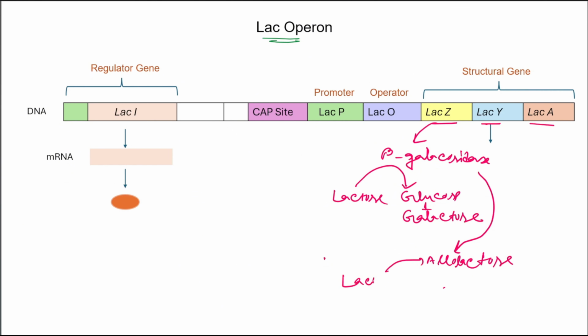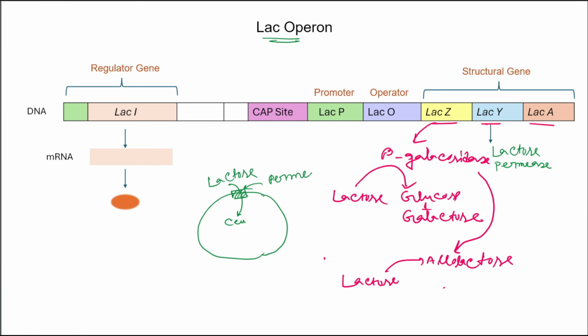The lacY gene encodes lactose permease, a protein that inserts into the cell membrane. So this is the E. coli cell. In the cell membrane, the permease protein is present, and this permease helps transport lactose into the cell. So lactose is transported into the cell by the permease protein.